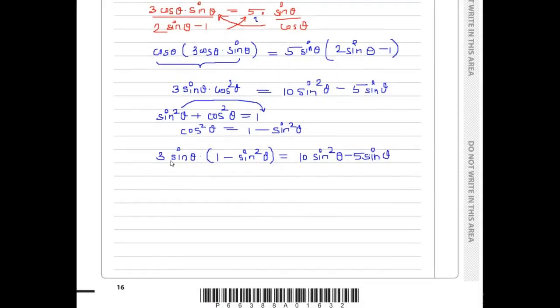Now let us just distribute the brackets. So 3 sin theta times 1 gives you 3 sin theta itself. And 3 sin theta multiplied with minus sin square theta gives you minus 3 sin cube theta, equals 10 sin square theta minus 5 sin theta.